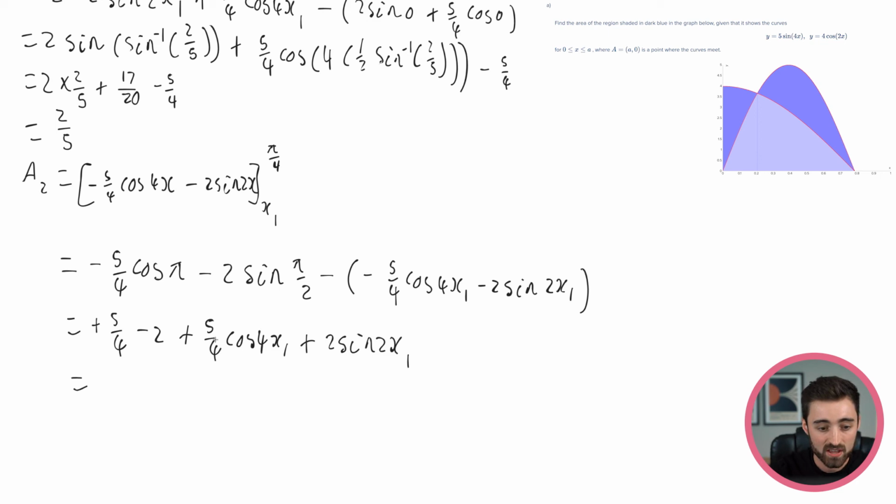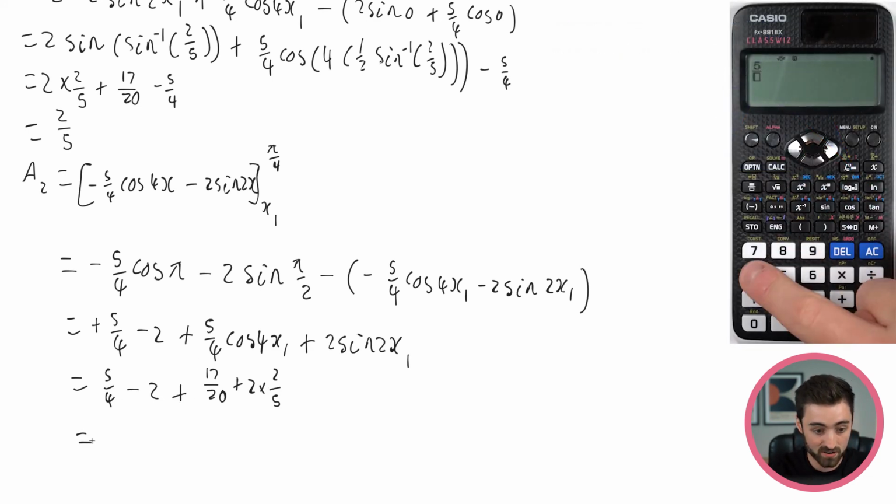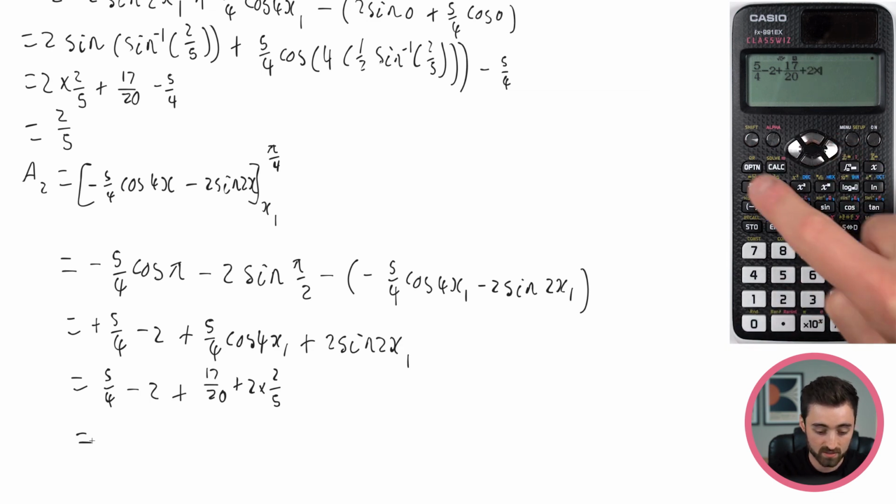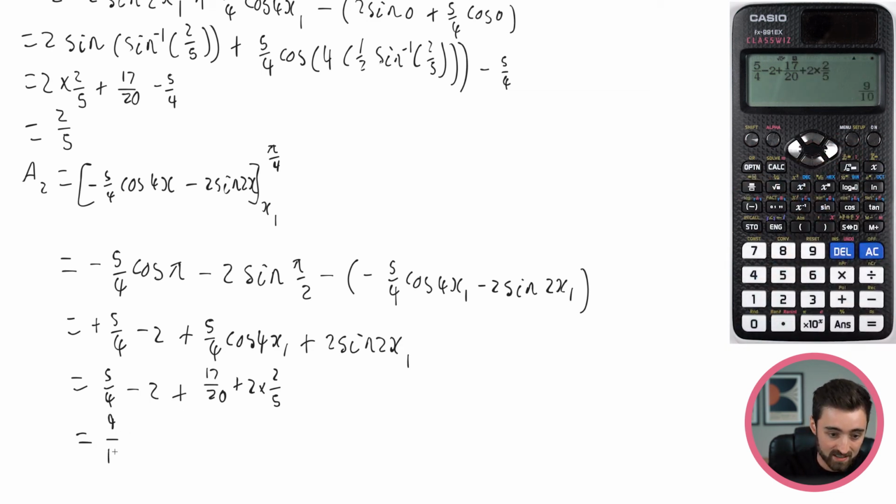Now, I believe that I've actually worked out these terms in the other one. So let's have a look. The 5 over 4 cos of 4x1 was just this here, and we found that to be 17 over 20. So I'm going to write that before I forget. And then this bit here, the 2 sine of 2x1, well, that turned out to be the 2 times 2 over 5. So I'm going to get that. So then, same thing here. I get the 5 over 4 minus 2. And then I believe I just get it into my calculator. So I'm going to get 5 over 4 minus 2 plus 17 over 20, and then plus 2 times 2 over 5. And that is going to be 9 over 10.